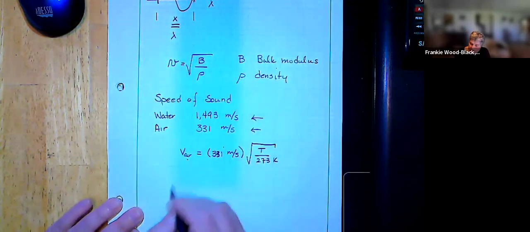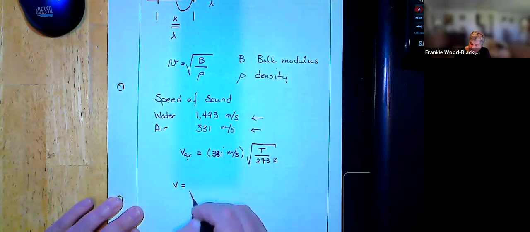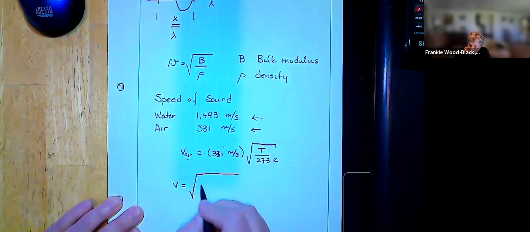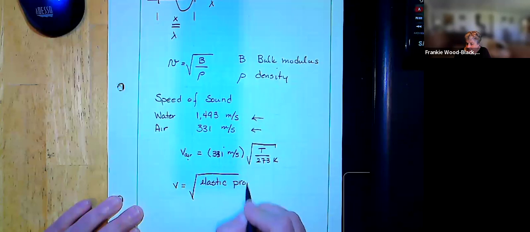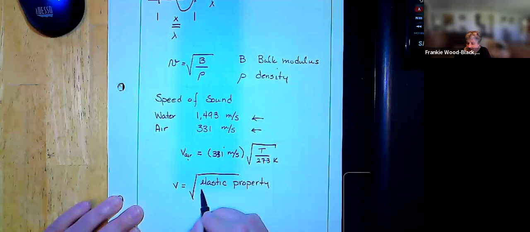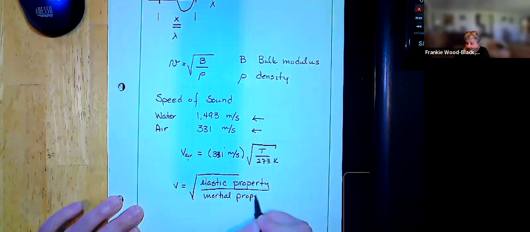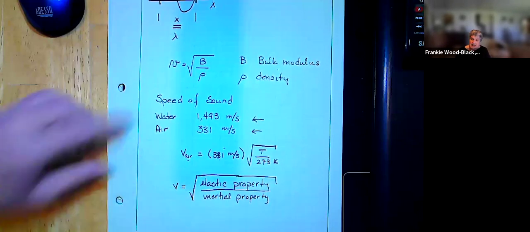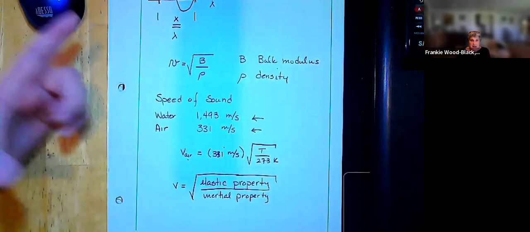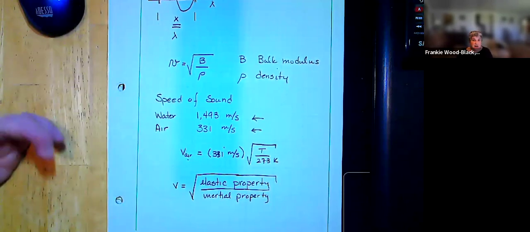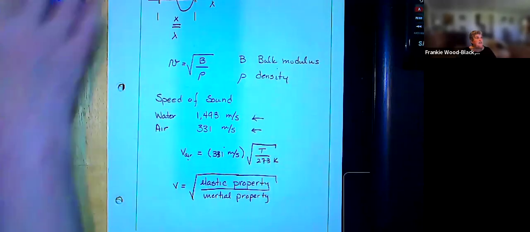And basically, if we look at our velocity here, this is really the square root of our elastic property divided by our inertial property. How much inertia does it take to overcome to get our little molecules moving? So sound is going to be dependent on our medium. It is a mechanical wave. It's still going to carry energy, and we know that.